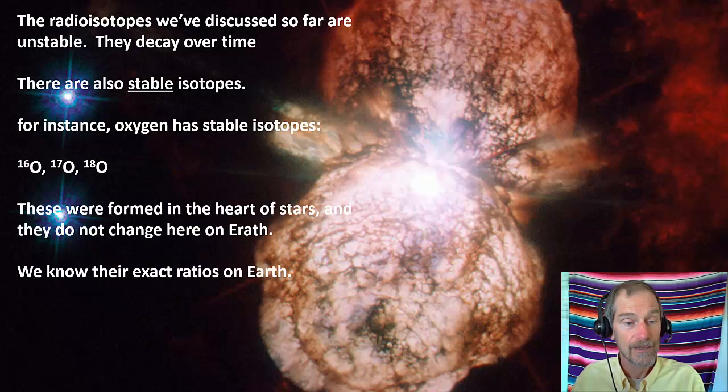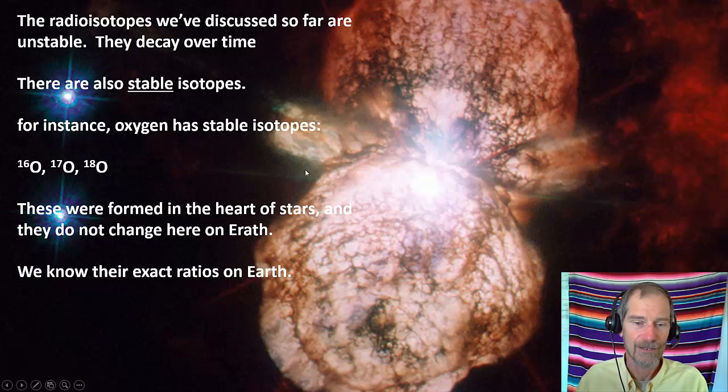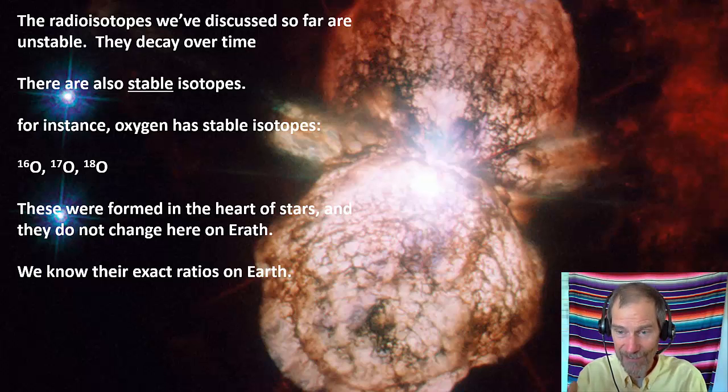So these were formed in the heart of stars, and they do not change here on Earth. We know their exact ratios on Earth. We know what they are. And I put this picture, this is from the Hubble, from NASA, the Hubble Space Telescope took this picture, and it's of a star that has begun to explode but then decided not to. So it's just about to go supernova, which is nuts that it does this sort of thing.